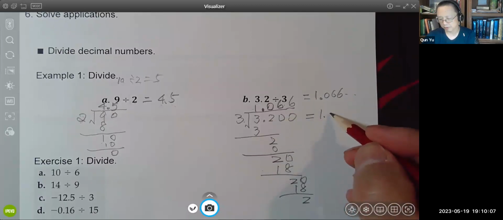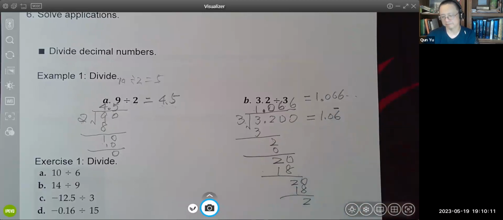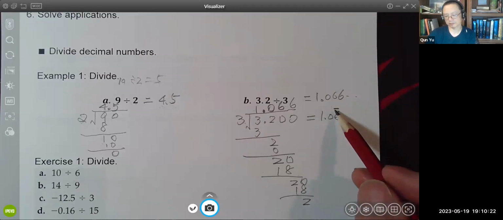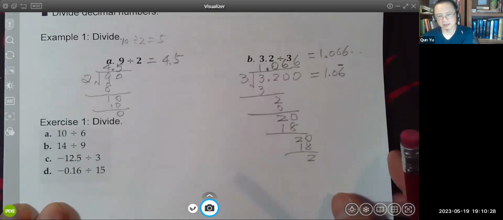How do you write that in an accurate way? You put a bar on the top of the digits that repeat, without rounding, unless we are required to round it to certain places and we round it. Otherwise, we can put a bar on top of the digit that is repeating. Now, here is your exercise.